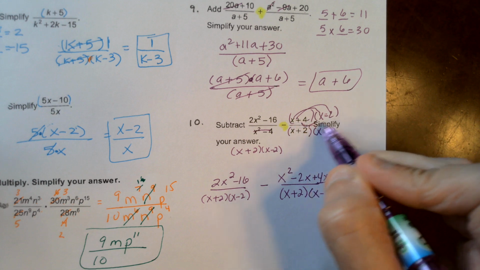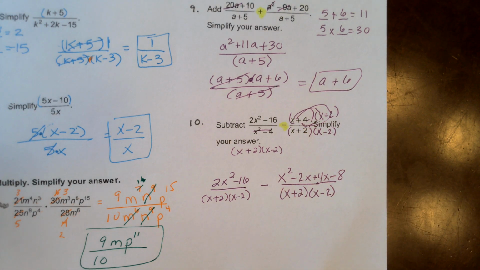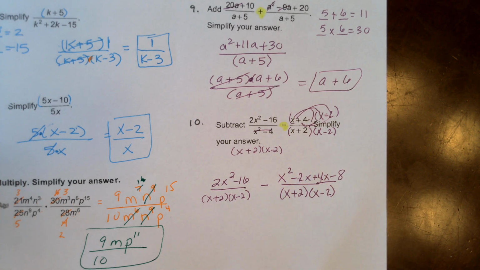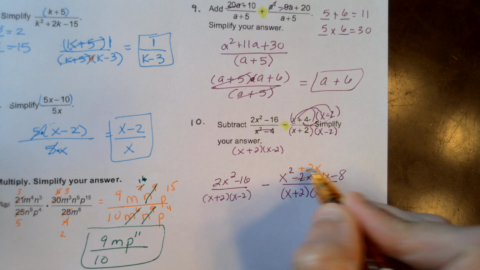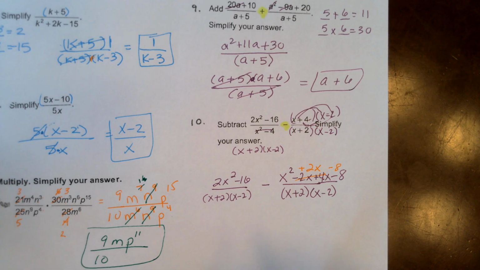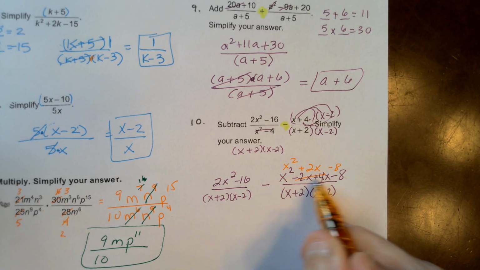Is 4x and minus 8. Or is that plus 8? No, it's minus 8. So when you combine, we see these two together, and those are going to be 2x. So we have x squared plus 2x minus 8 when you combine like terms here.